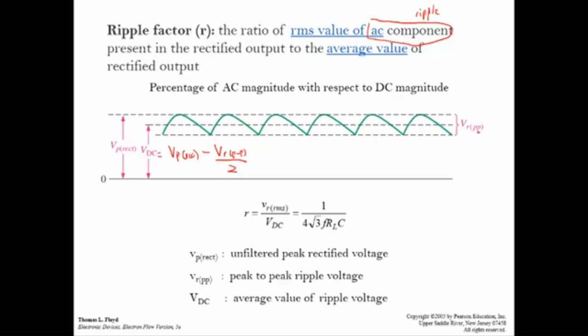So V ripple peak to peak is defined by the difference between the peak, the highest point, and the lowest point of the ripple. Let's say I put this one as 1, and this is 2. So V ripple is 1 minus 2. So we can calculate the ripple factor by using this general equation, and from it you can arrive at this equation.